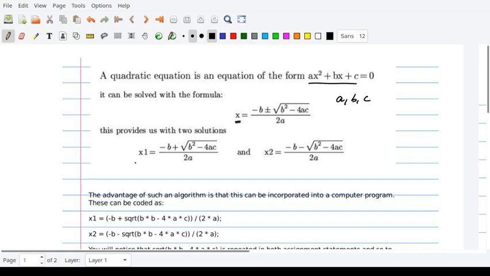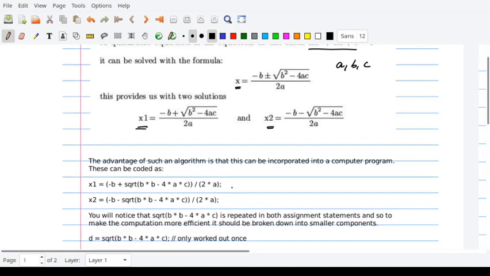So from this equation, we can see that the equation will have two solutions x1 and x2. This can be written as an expression in a computer program like this: minus b plus square root of b star b minus 4 star a star c divided by 2 star a. Similarly for x2. So if you look here, you can see that b star b minus 4ac is computed twice. So actually there is no need to compute it twice. We can just write d is equal to b star b minus 4 star a star c and substitute this d here.